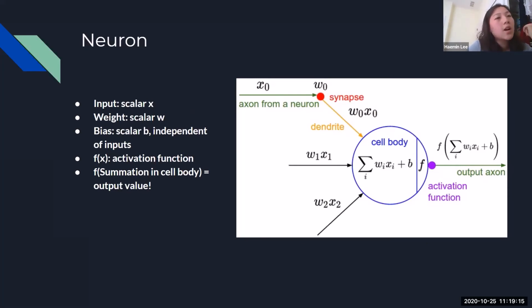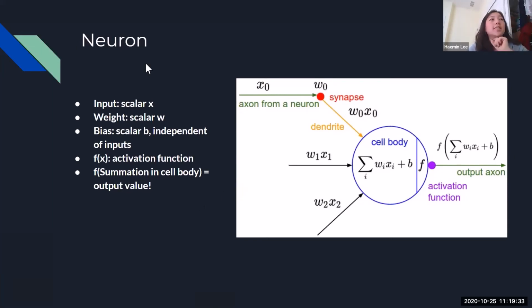And so basically how it works here is that you're going to have some input, some weight, some bias, and you could have multiple inputs and multiple weights and multiple biases. You're going to add them together into the summation over here in the cell body. You're going to apply an activation function, and then you're going to get the output that way.